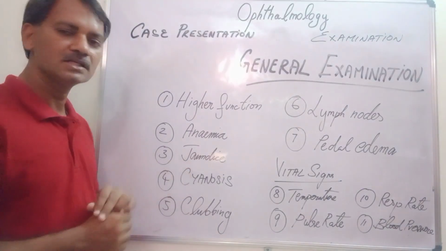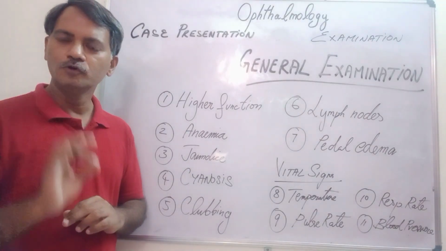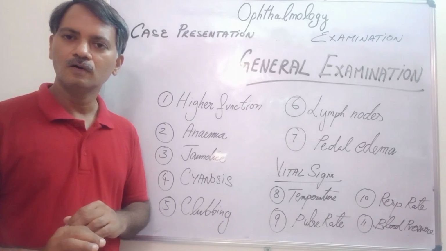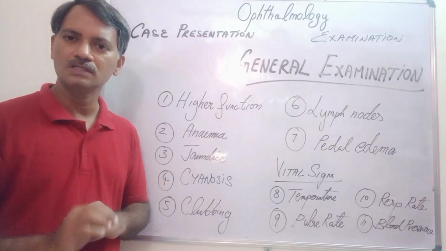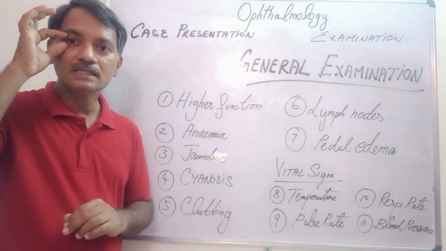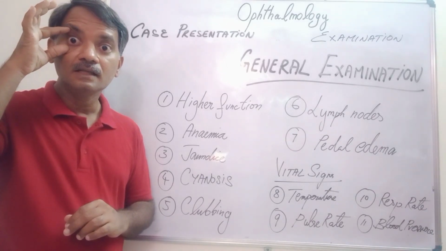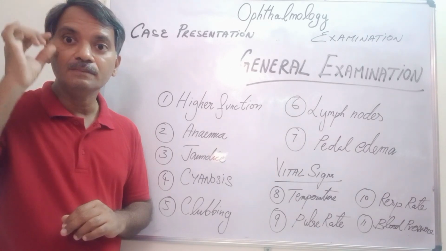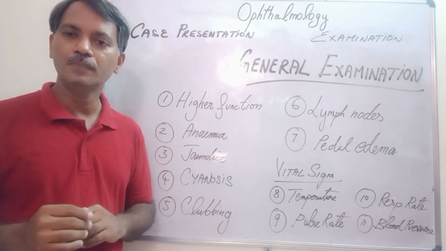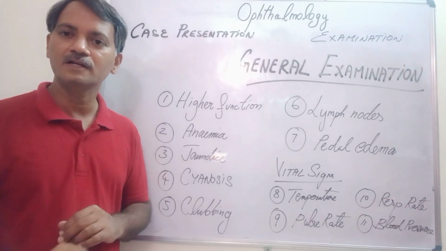Next is the jaundice. One of the beautiful organs which becomes yellow in a patient who is having jaundice is the sclera of the eye. The eye has a white area, and this white area becomes yellow in color. So this is the important part where you can diagnose jaundice.